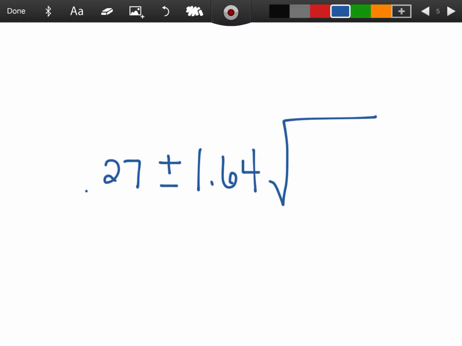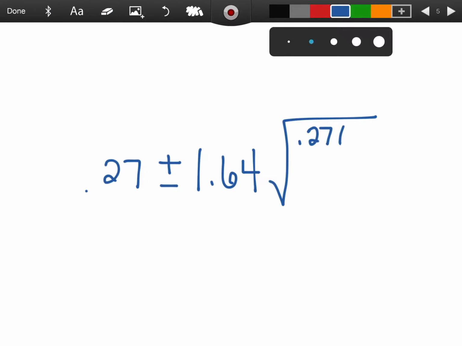So remember your formula is 0.27 because that's what we got. We're going to add and we're going to subtract. Remember, it is my 1.64 standard deviations above or below the mean. And we can go ahead and put that formula in there again. We could have it calculated from before and just type it in as the calculated number.